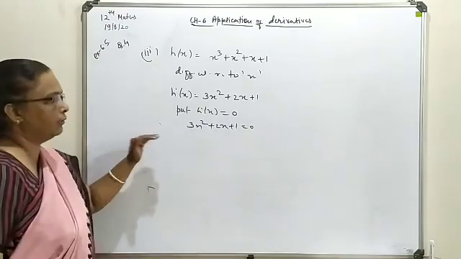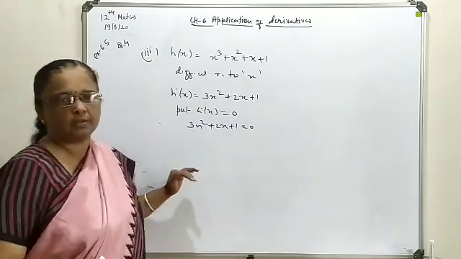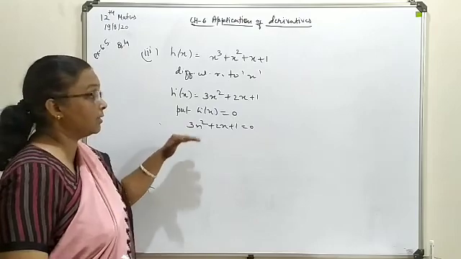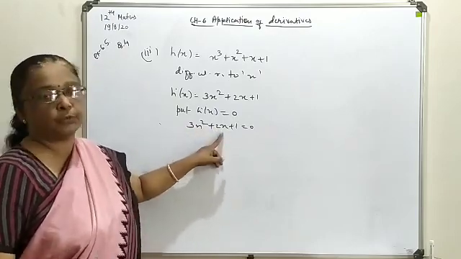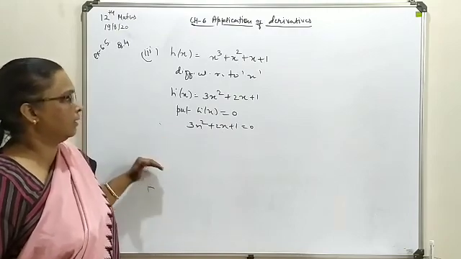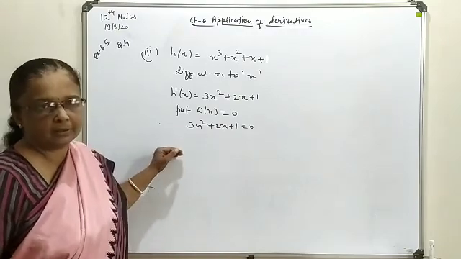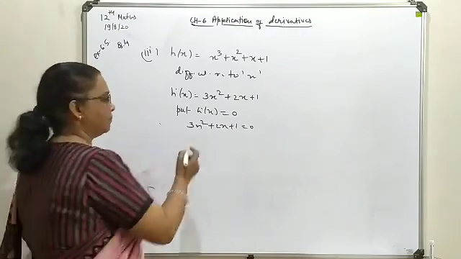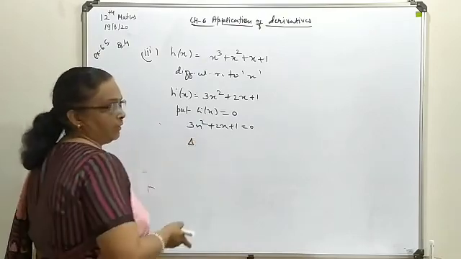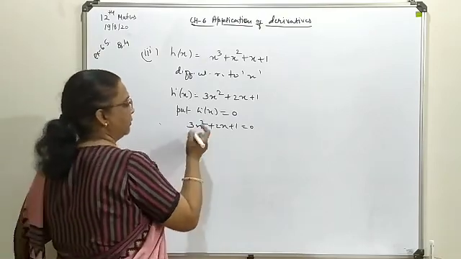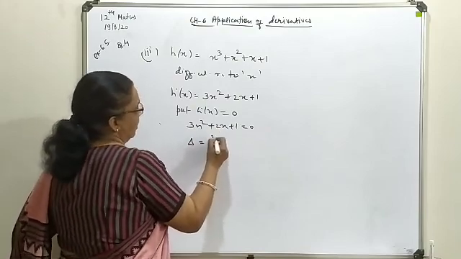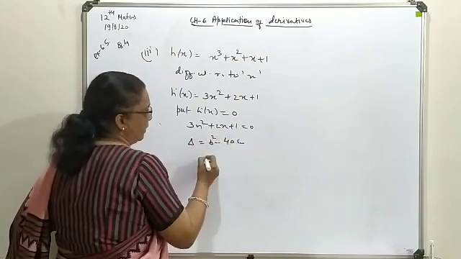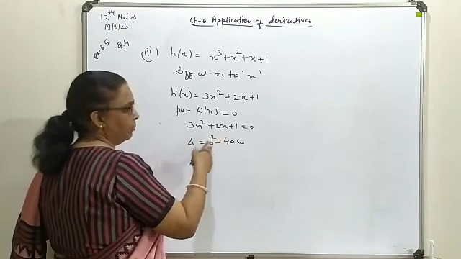Here you can see, if you look at this quadratic equation, it is not possible to factorize it directly by splitting the middle term, because 3 is required and here 2 is available. So in that case, what we normally do is find the discriminant, delta, and based on that try to find its solution. So this will be b square minus 4ac. Everybody knows the meaning of b and c.